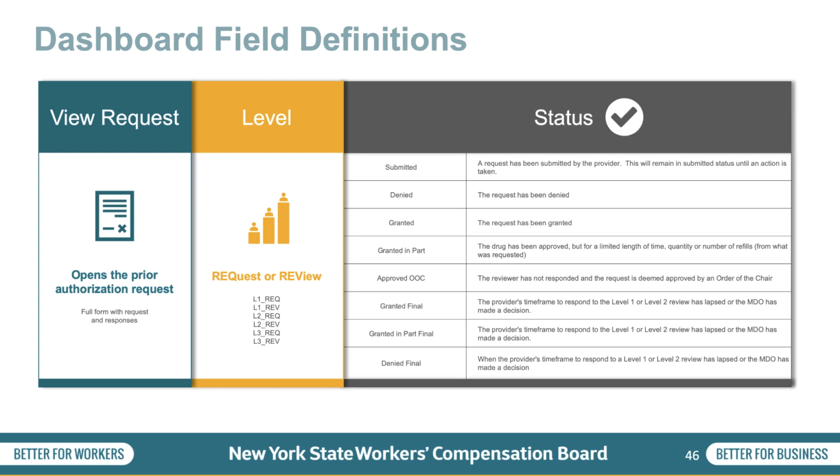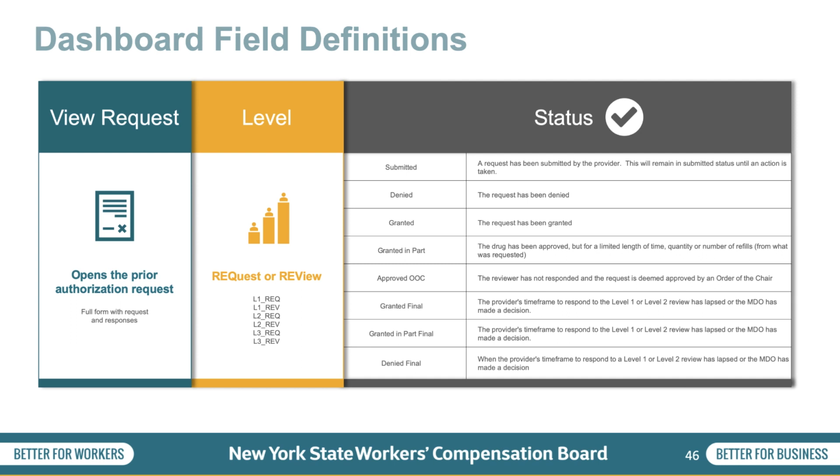The different statuses include submitted. A request has been submitted by the provider and will remain in this status until an action is taken or the 4-day period has lapsed. Denied. The request has been denied. Granted. The request has been granted. Granted in part. The drug has been approved, but for a limited length of time, quantity, or number of refills. Approved OOC. The reviewer has not responded in the allocated time frame, and the request is deemed approved by an order of the chair.